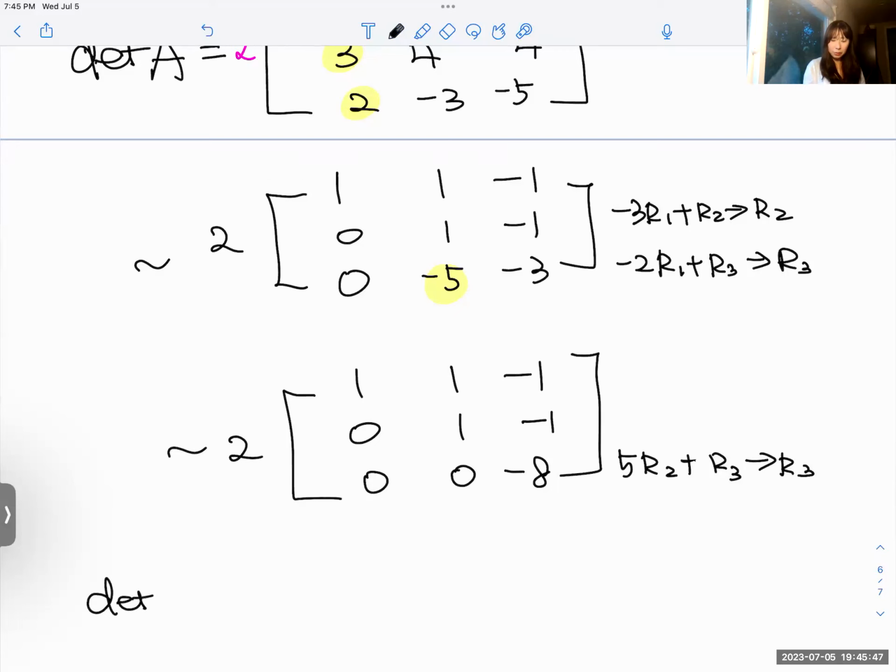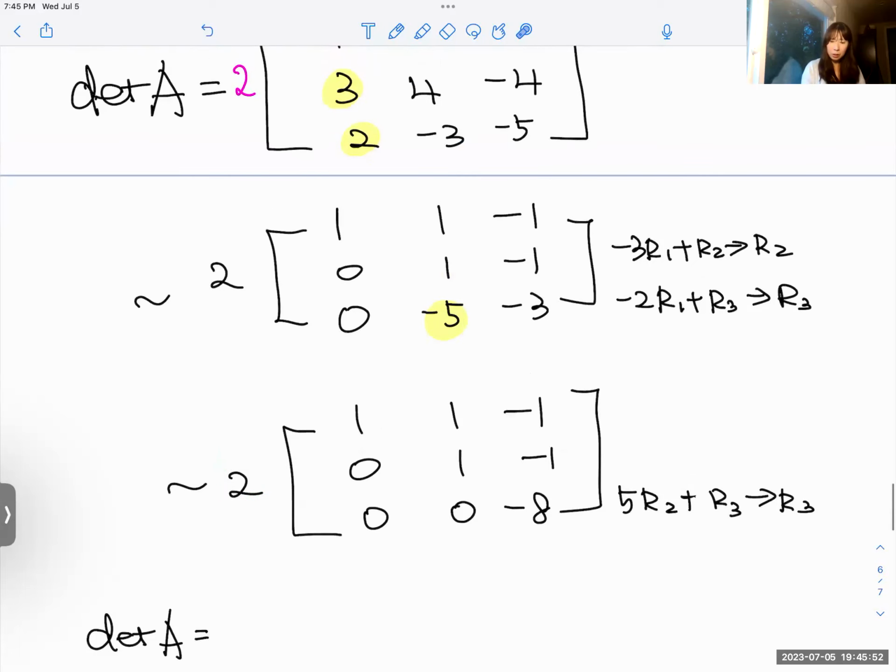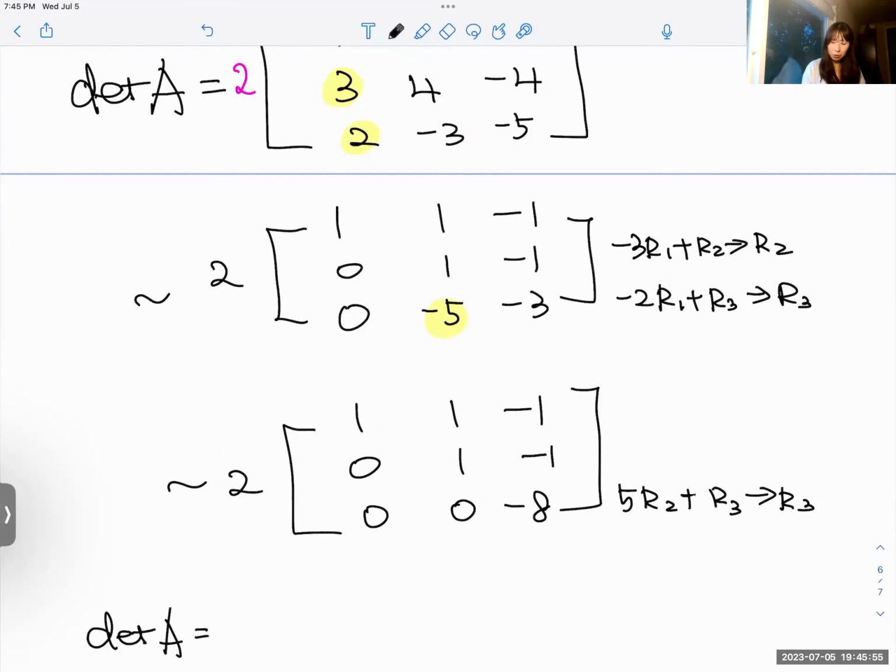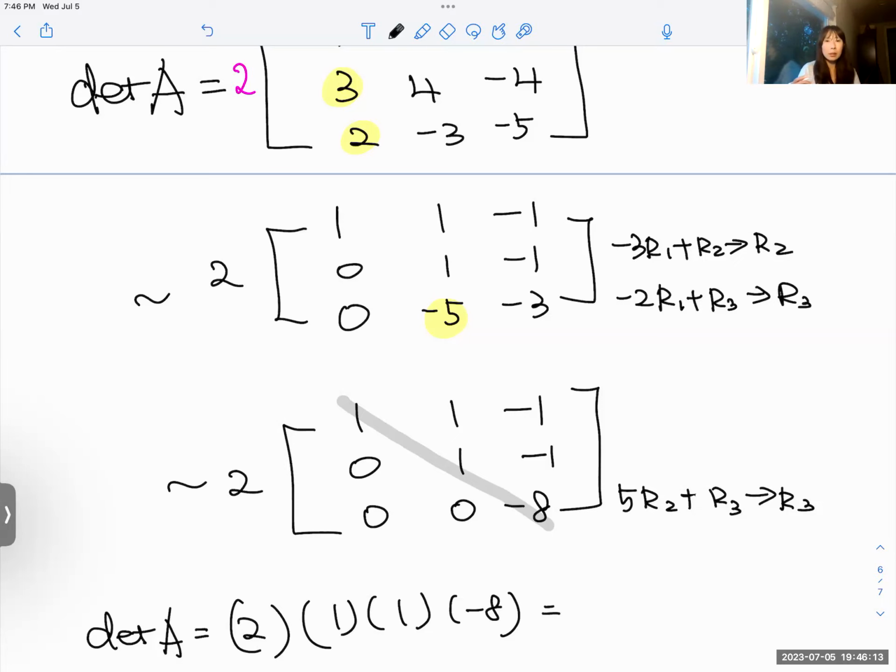Okay, now the determinant of A, we are using this scalar factor, right? So 2, and the diagonal: 1, 1, -8. Can you please calculate? So -16. Thank you very much for confirming. So that is the one.